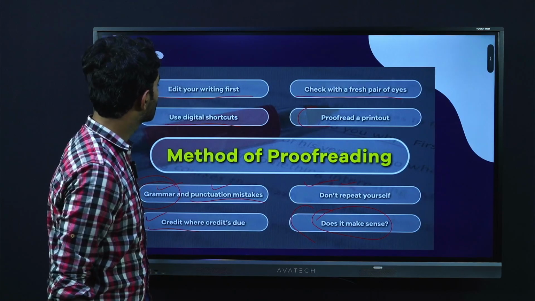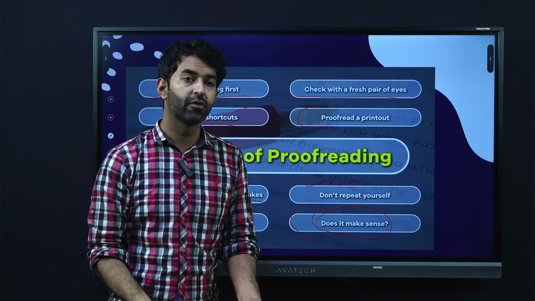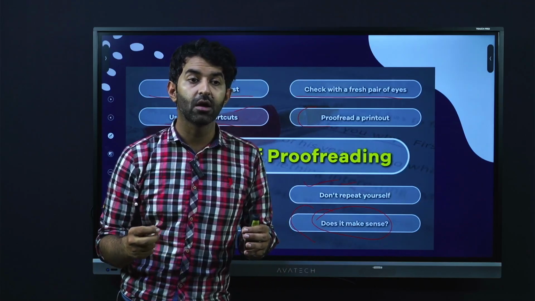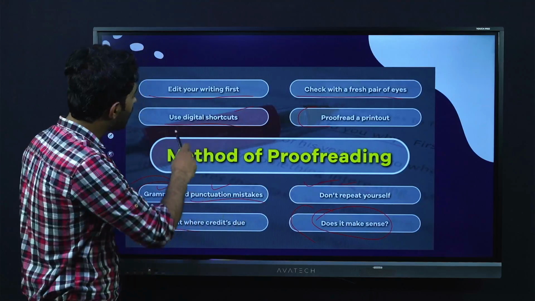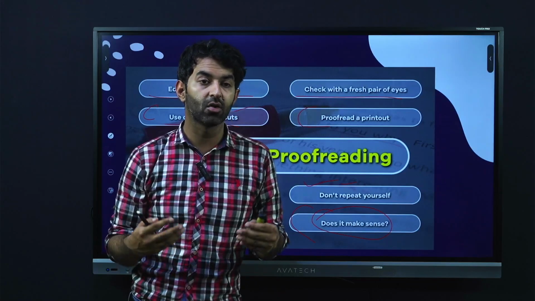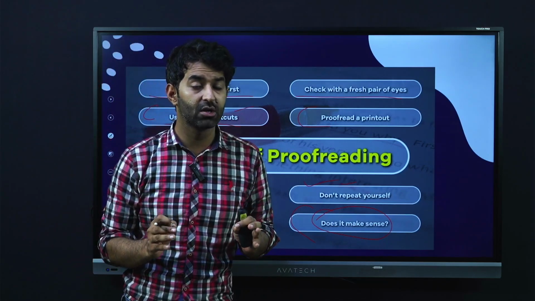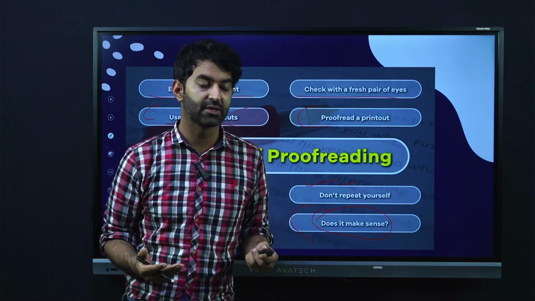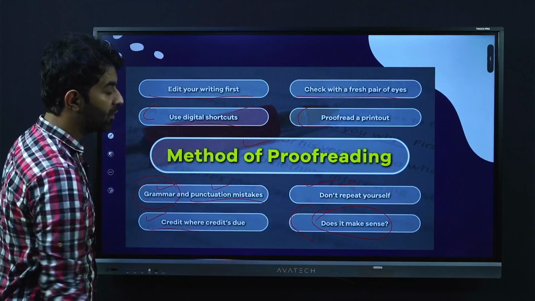Now, this is for when you are writing on MS Word or on your devices, like your personal computer, your laptop, your mobile phone. So you can use digital shortcuts and grammatical tools like Grammarly for correcting mistakes in your homework or in your assignment. Now, these are all the things that you need to be aware of.